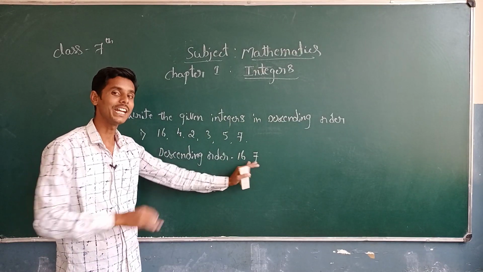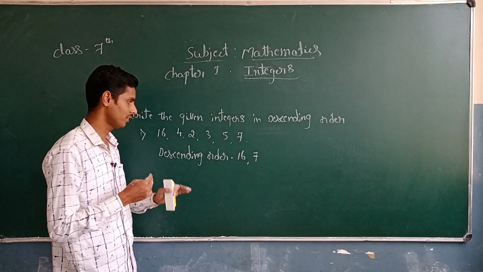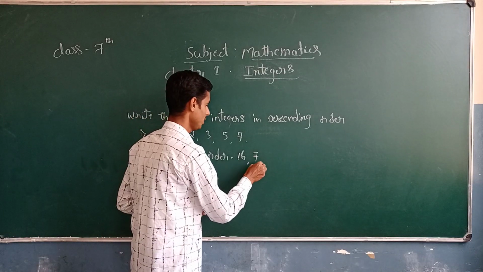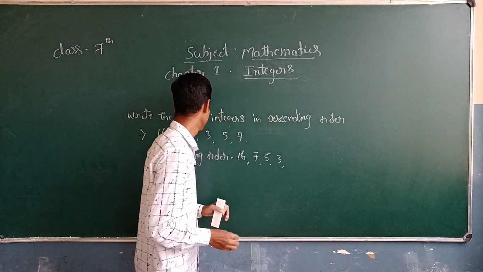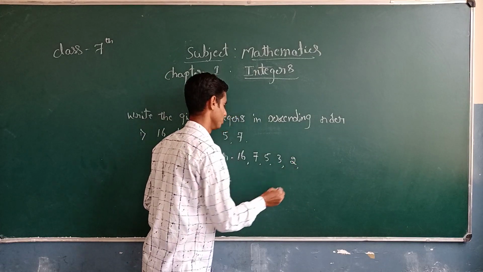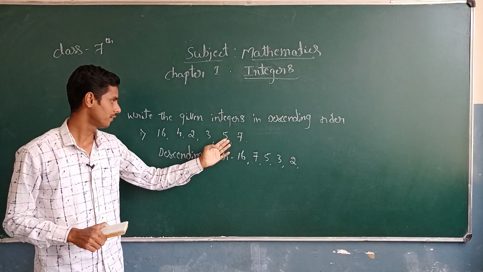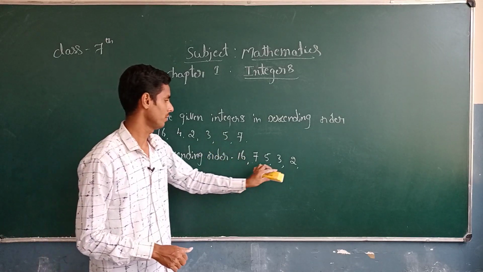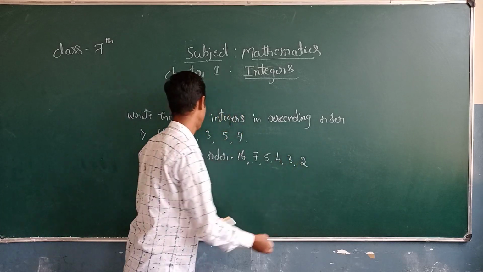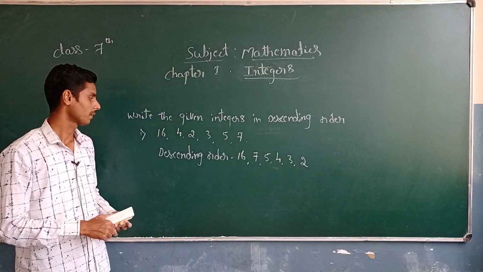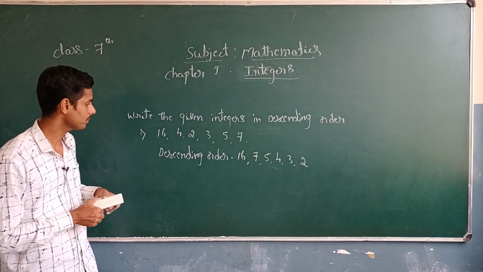So we get 7 on the left, and on the right we get everything larger than 16, right? 16, after 16 comes 7, after 7 we have 5, after that 4, 3, 2, right? 16, 7, 5, 4, 3, 2. So this is how to write the descending order.